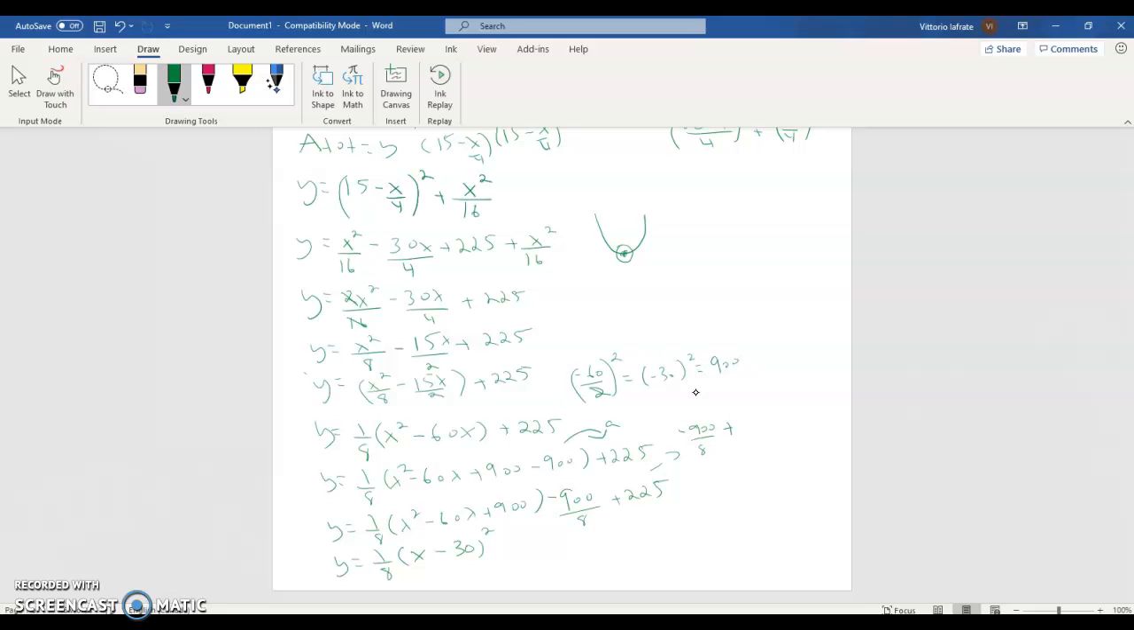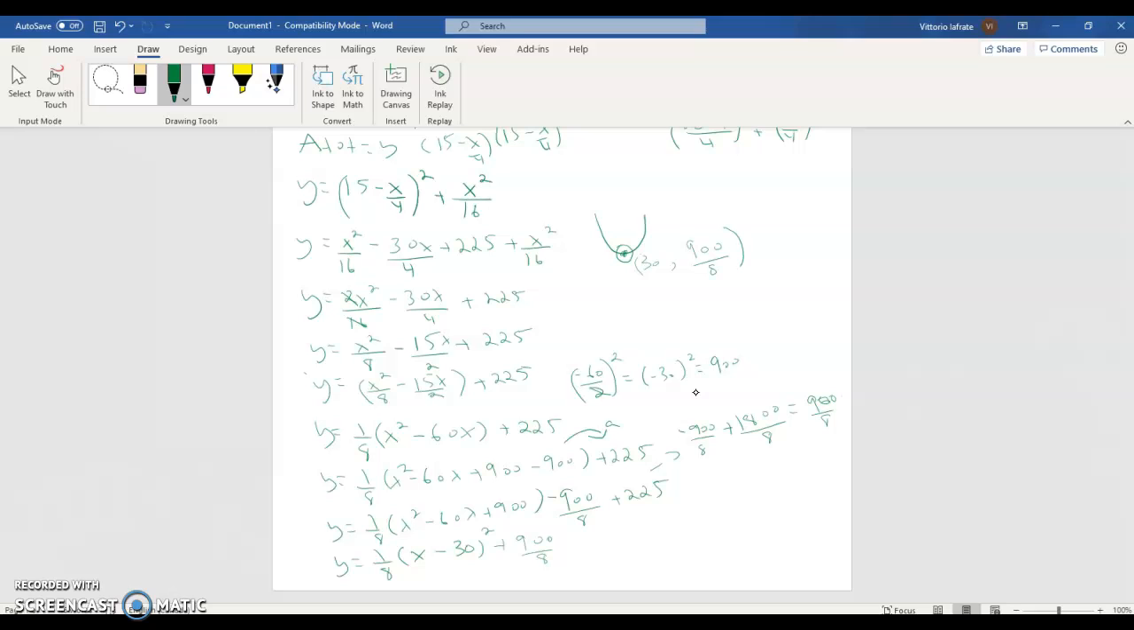Plus, so 8 times 225 is 1800 over 8. And so that would give us 900 over 8. So what we found is that if our x value is 30, then we get a minimum area of 900 over 8 units squared.